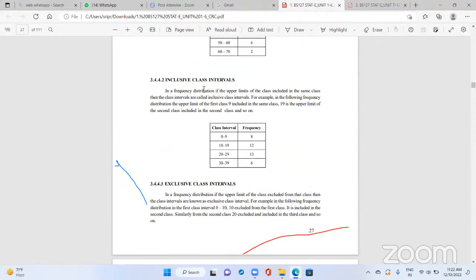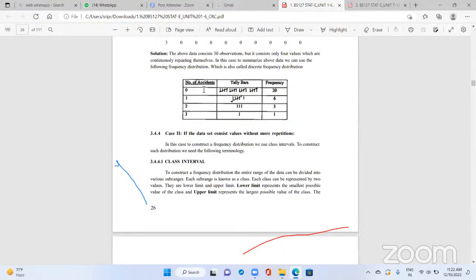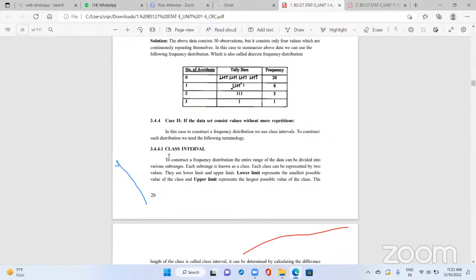Another one is inclusive class intervals. What is the meaning of exclusive class intervals and inclusive class intervals? Class intervals: to construct a frequency distribution, the entire range of the data can be divided into various sub-ranges. Each sub-range is known as a class. Each class can be represented by 2 values, the lower limit and the upper limit. Lower limit represents the smallest possible value of the class and upper limit represents the largest possible value of the class.